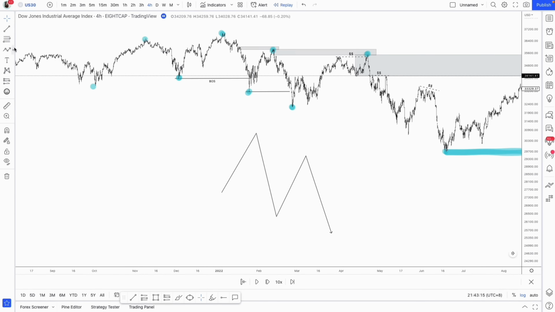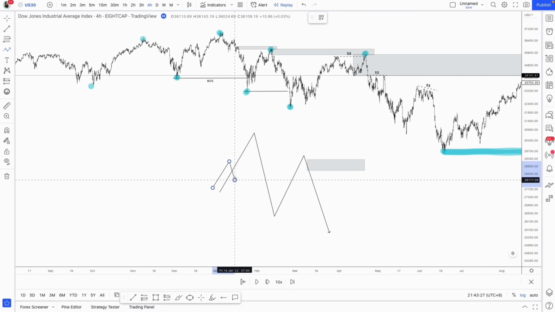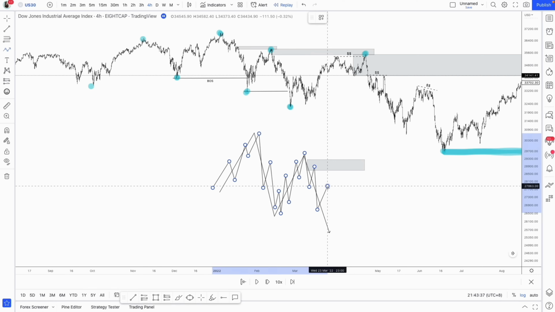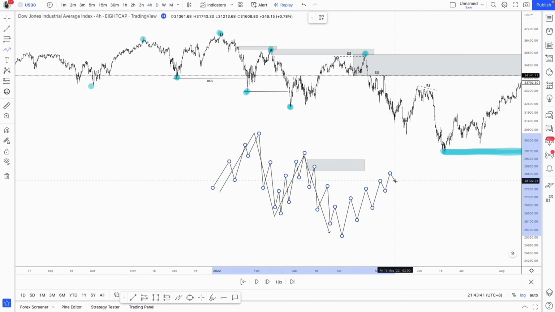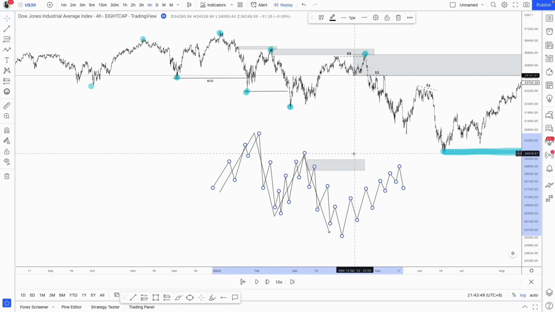Amazing. You have a level of supply right here, and then because the market is fractal, we also know that we have not just one type of structure, but multiple structures. So this is what it will look like on the lower time frame, which I'll show you in a moment. Shift, tap in, change of character, and that's where we would be looking for our entry.